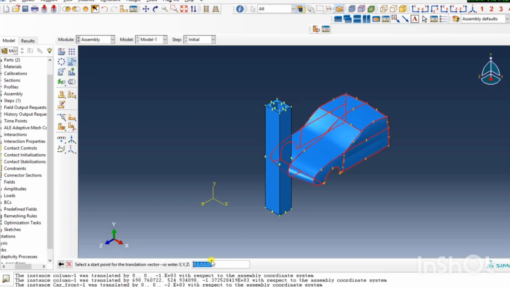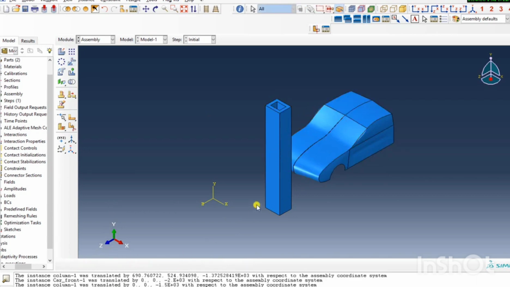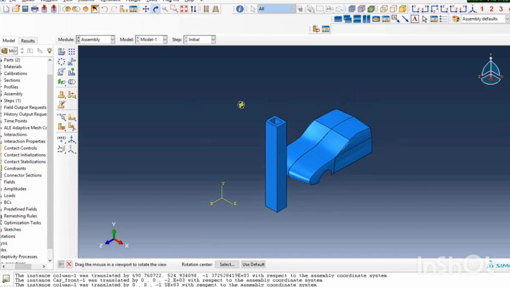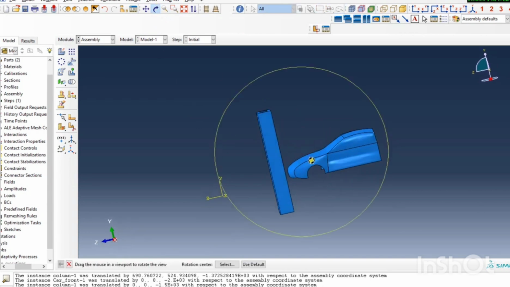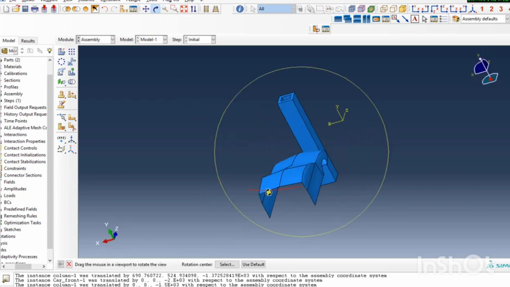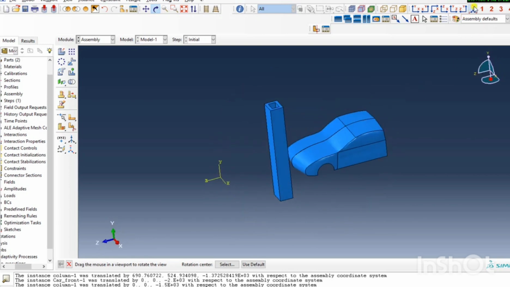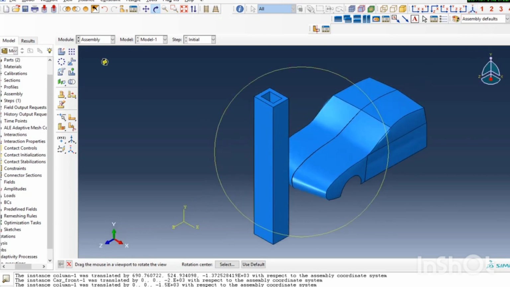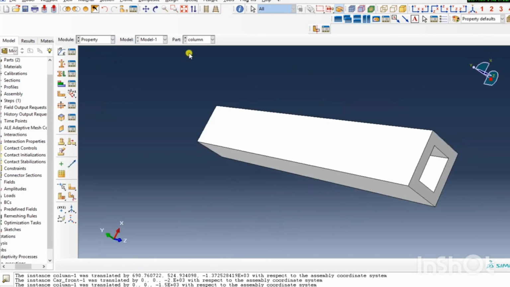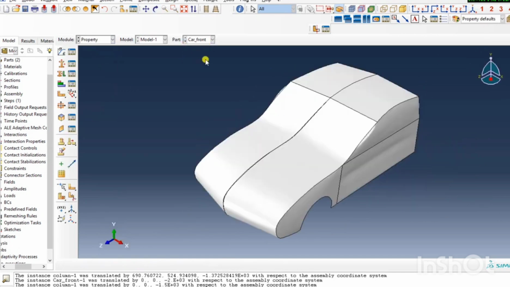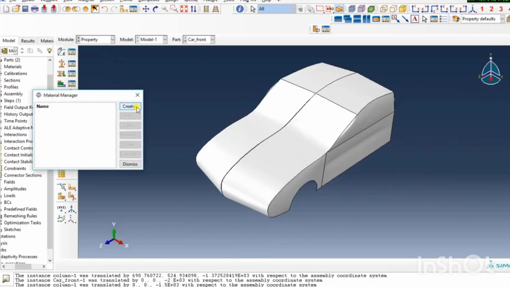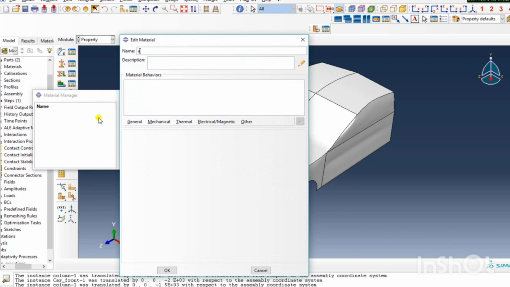Boundary conditions are defined such that the base of the column is fully constrained in all degrees of freedom. The top is subjected to an initial velocity, simulating the impact effect. Additionally, contact interactions may be defined, so general contact to handle self-contact during folding, and frictional behavior if required. We will introduce self-contact in particular because it is important to prevent element interpenetration during the collapse.